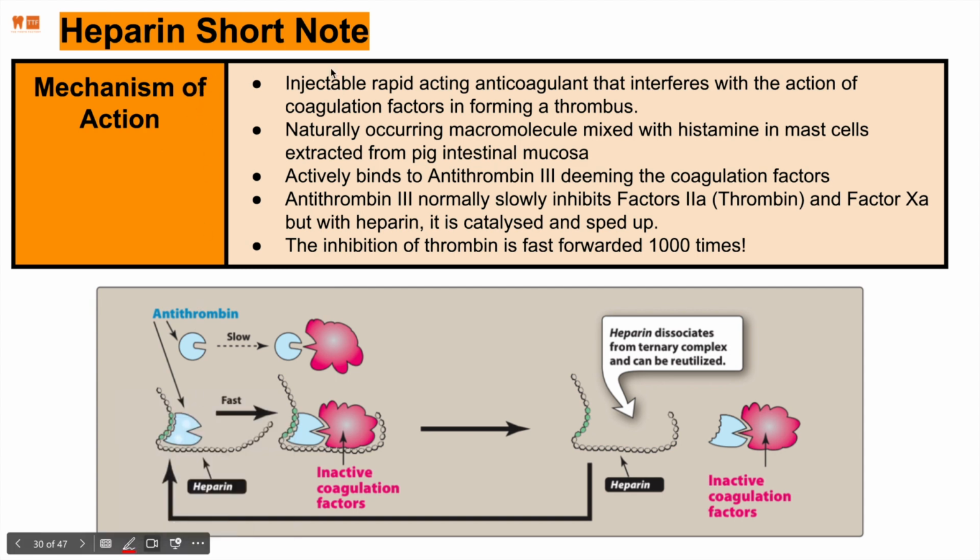Mechanism of action, injectable rapid-acting anticoagulant. So essentially any venous diseases, remember? Okay, so keep that in mind. Anticoagulant, venous disease. That interferes with the action of coagulation factors, forming a thrombus. Fair enough. Naturally occurring macromolecule mixed with histamine and mast cells. They're extracted from pig intestine mucosa to be created. So that's heparin. Heparin is from pigs.